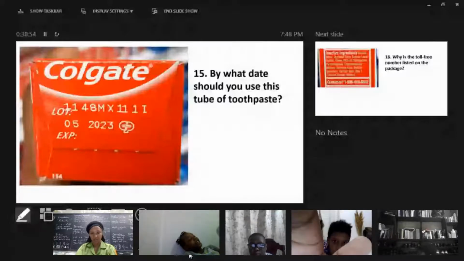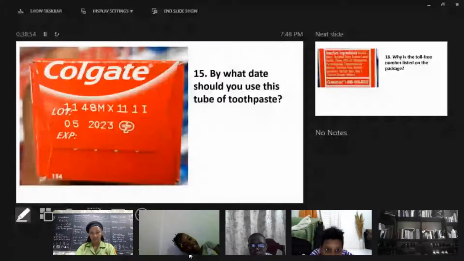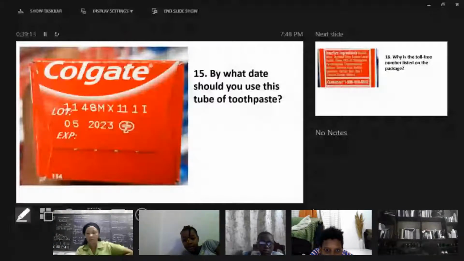Number 15, but we only have one question left. Number 15: By what date should you use this tube of toothpaste? All right, so by what date?